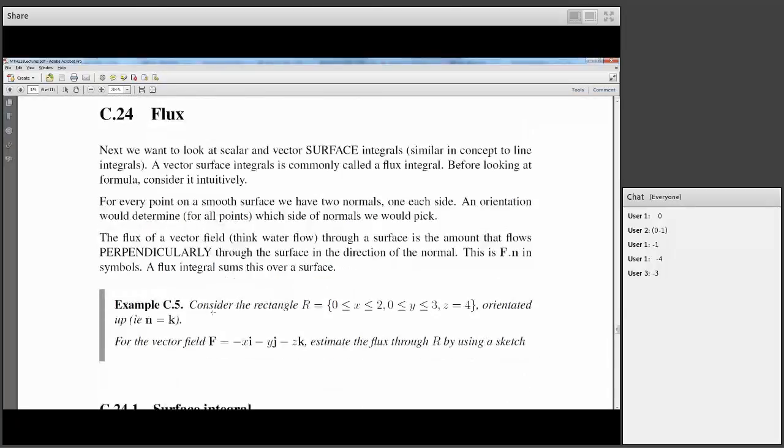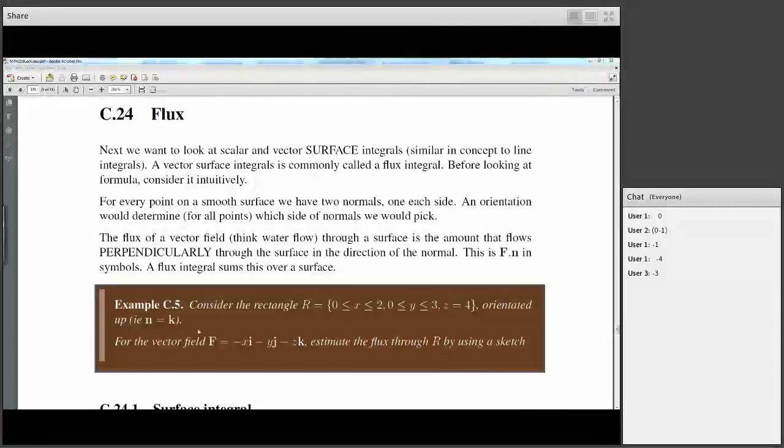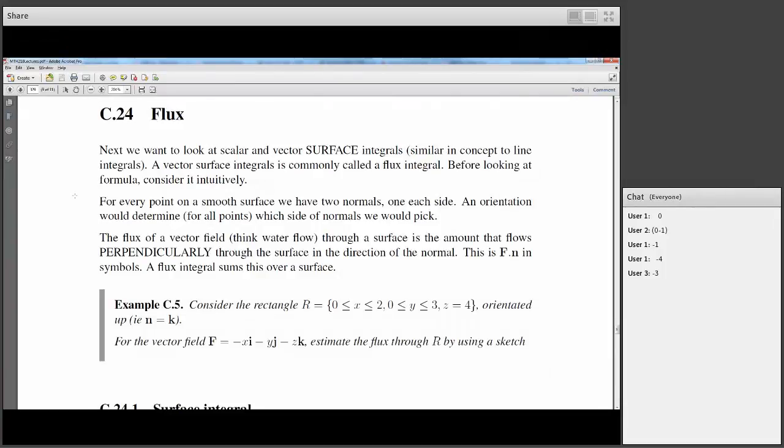So next thing I want to do is look at the idea of flux. Last week we looked at line integrals. There are two types of line integrals: scalar line integrals and vector line integrals. So I want to look at the same sort of thing, not for curves, but for surfaces. And so we're going to look at scalar and vector surface integrals.